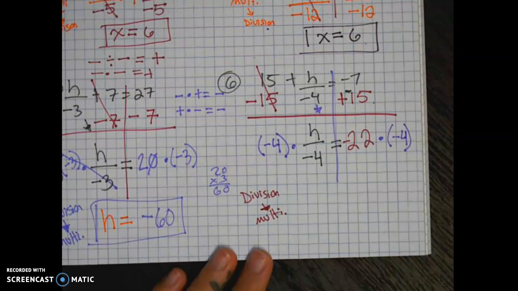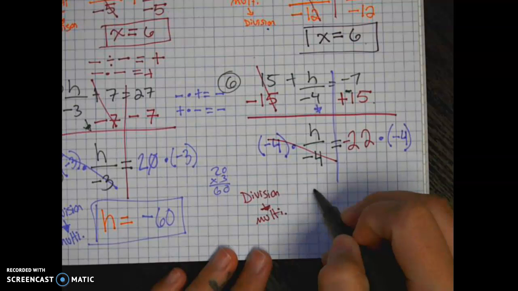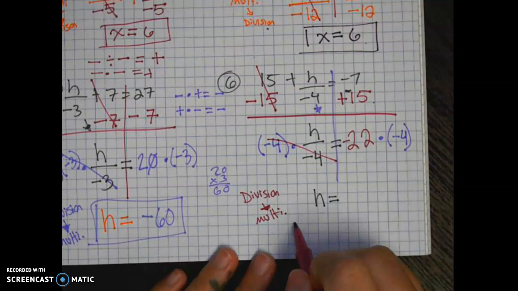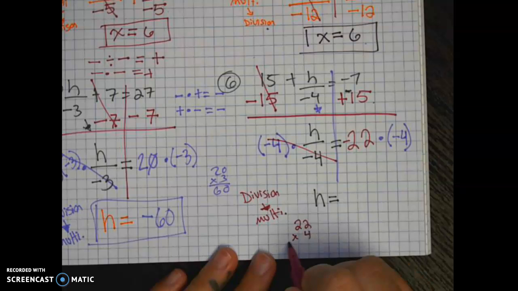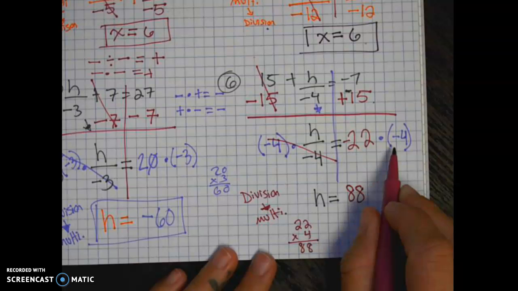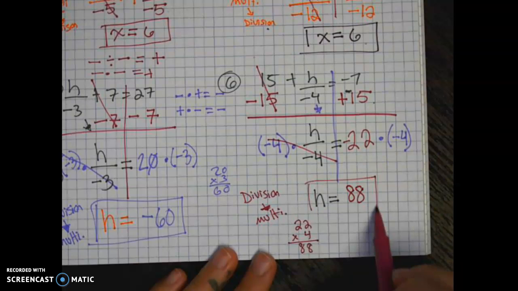A negative times a negative. Okay, they're both the same signs. Negative times a negative or divided by a negative is always going to be a positive. So I'm going to multiply 22 times 4 to figure out what 22 times 4 is. Looks like 88. Since they're both negative, my answer is going to be a positive.